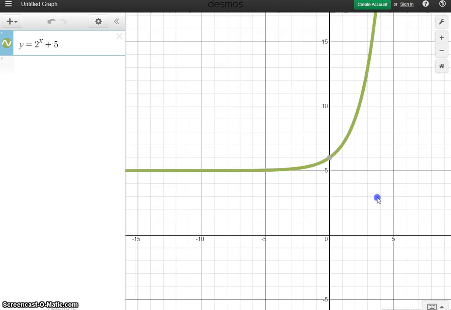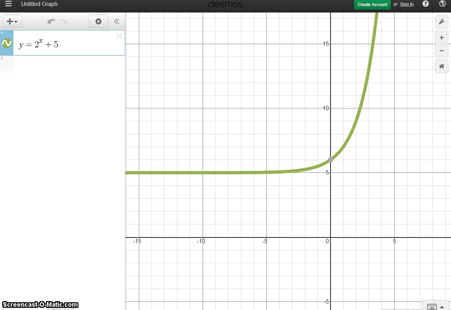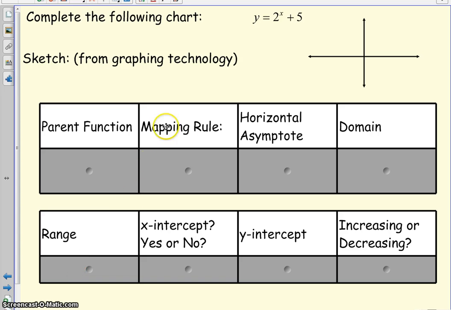Okay, so a lot of this you can answer from the graph, but let's see how much we can answer just by looking at the equation. In terms of our parent function, you're always going to get it just by looking at the main power right here, so without any transformations. In this case, the base was 2, so our parent function is just going to be y equals 2 to the x.